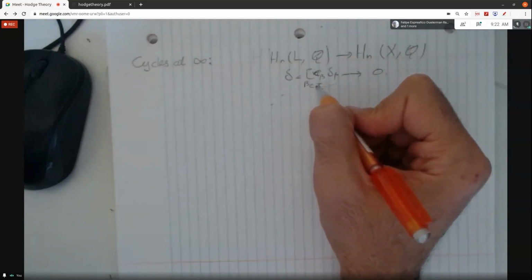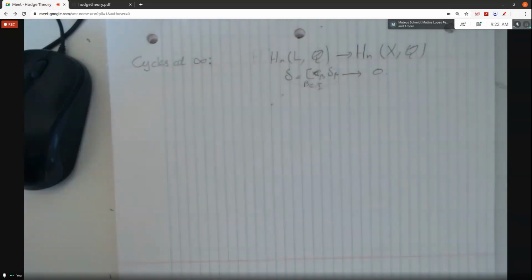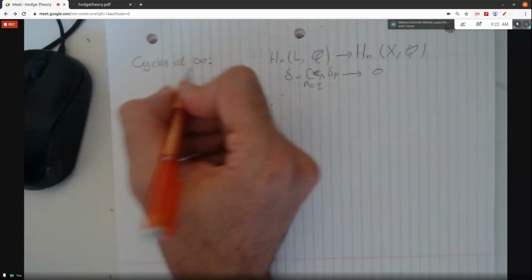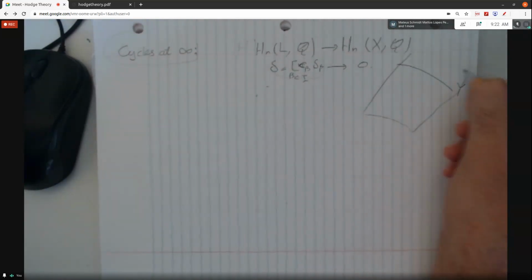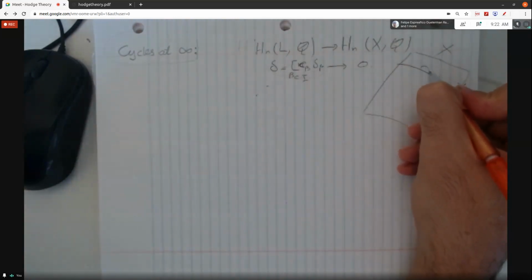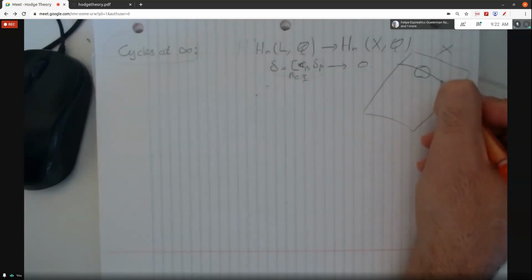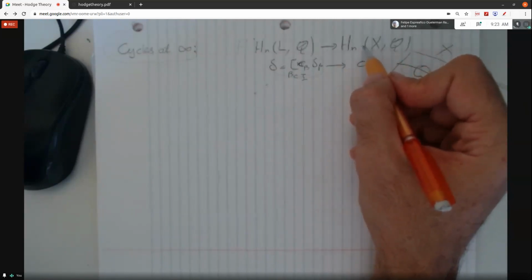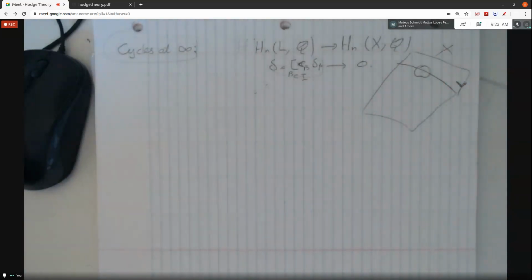For it is possible to see which cycles go to 0, but in order to understand these cycles at infinity, and I call these cycles at infinity, the reason is this one, because we have X, and at the end of the day, these are cycles which are supported around this Y. Because when we put back Y inside X, they must be homologous to 0. So this means that they shrink to points.